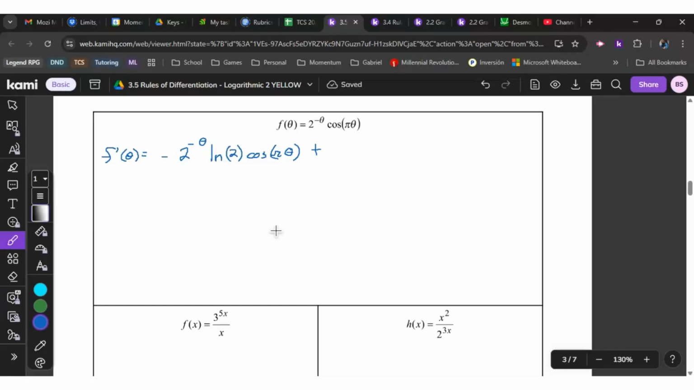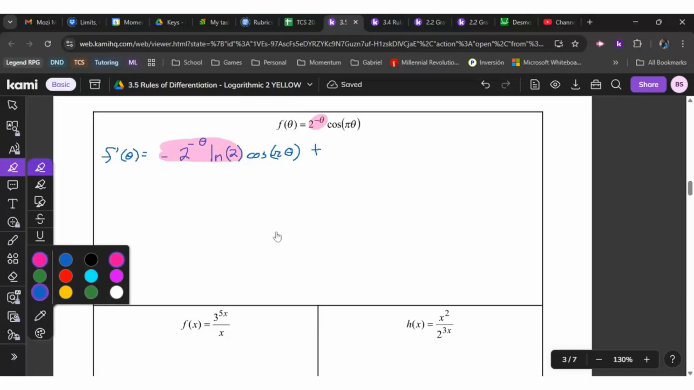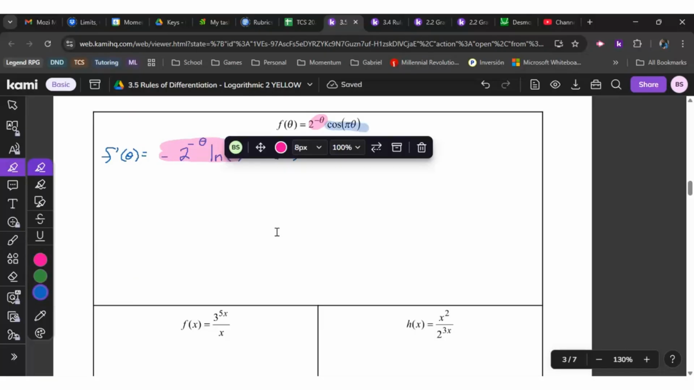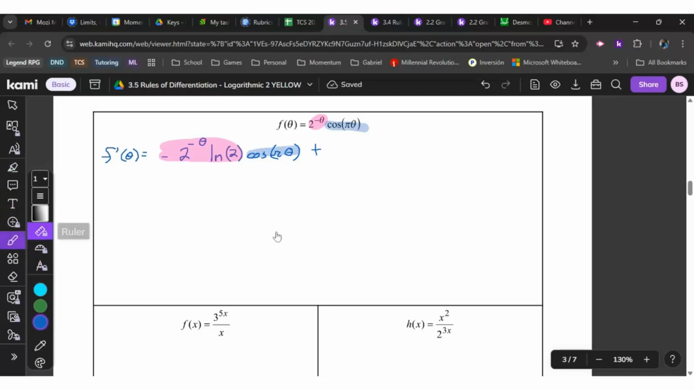Okay, so I'll highlight it. Look, the derivative of this is all of this together. Does that make sense? And then the second part of the product rule is this doesn't change, the original of cosine pi theta. I'm not done yet. Now what I'm going to do is I'm going to do the first original function, so the 2 to the negative theta, times the derivative of the second. And Pertuse, what's the derivative of cos pi theta?